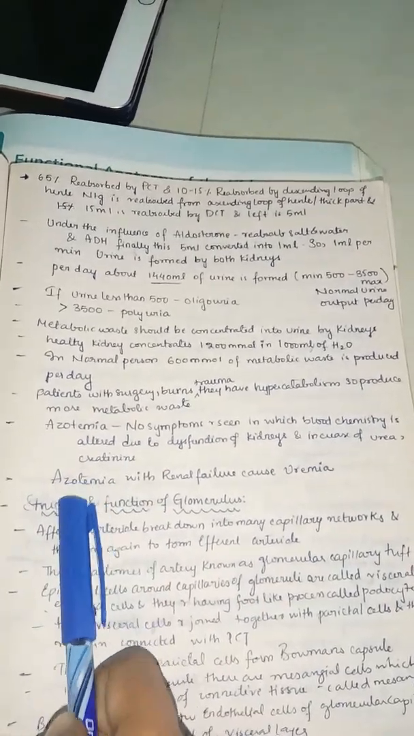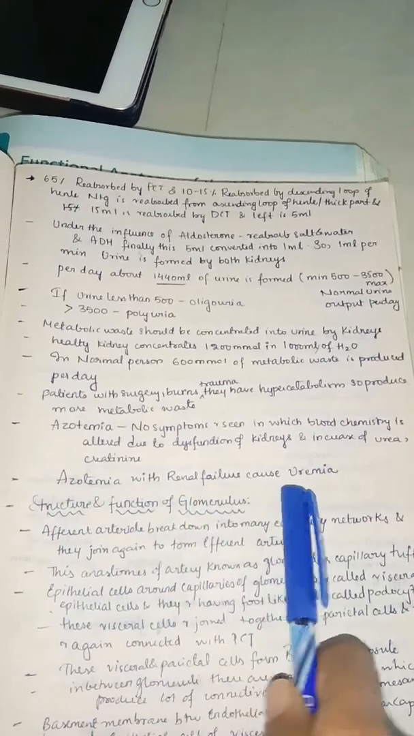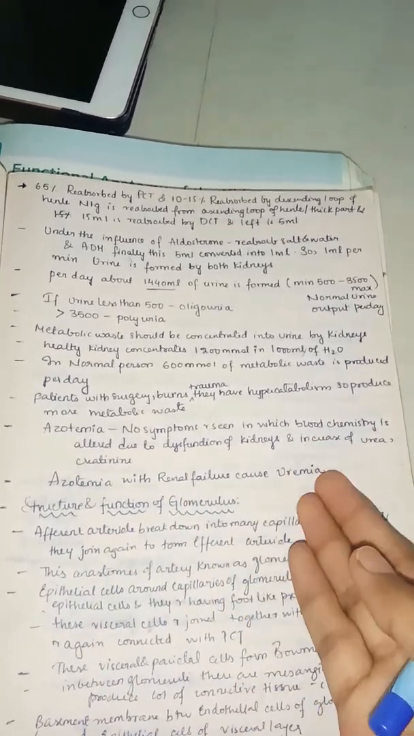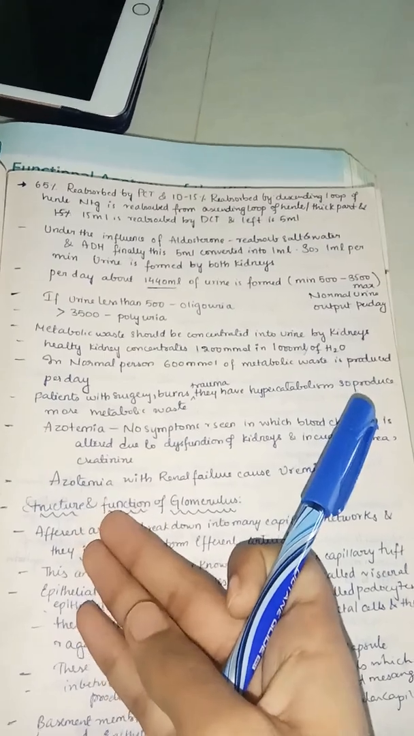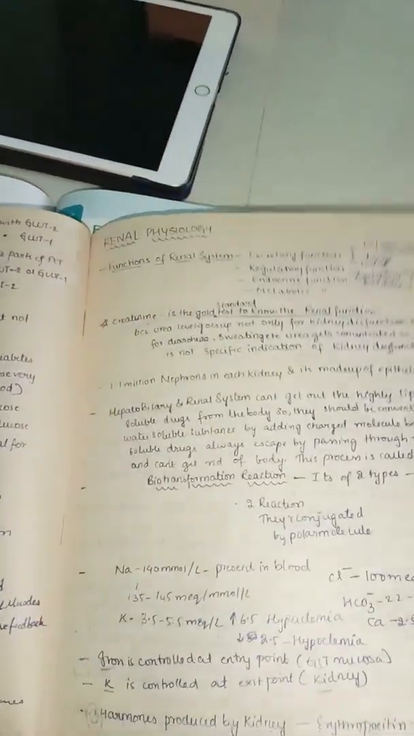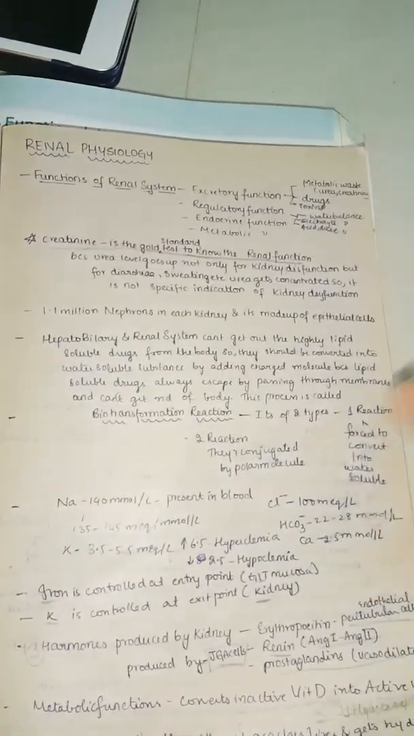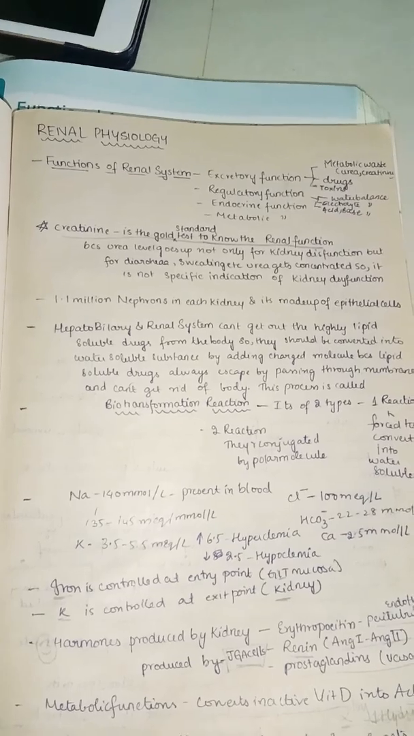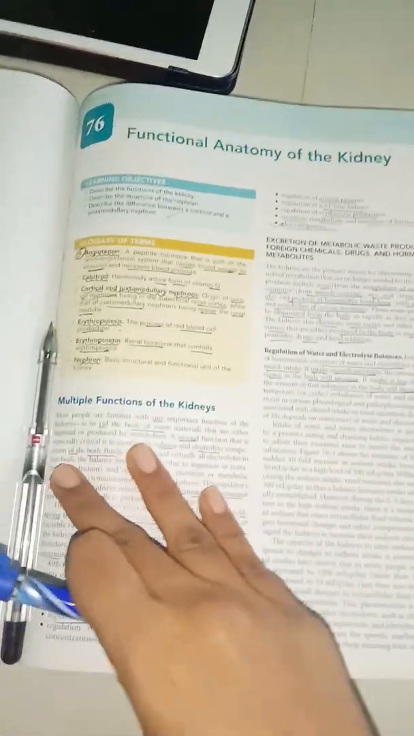Azotemia is also associated with renal failure, and then it may lead to uremia. Uremia is a condition in which you will see azotemia, that is an increase in urea and creatinine, and also renal failure. So by this we completed just an introduction part to our renal physiology. Later we will continue with our other chapters. Before that we need to also see some important textbook points which are not found here.